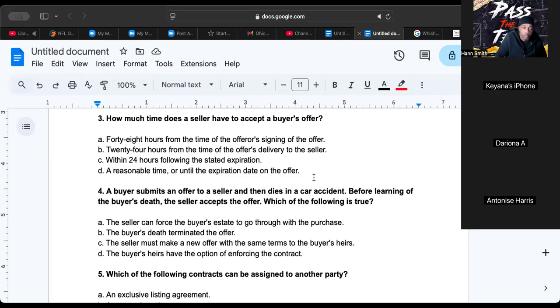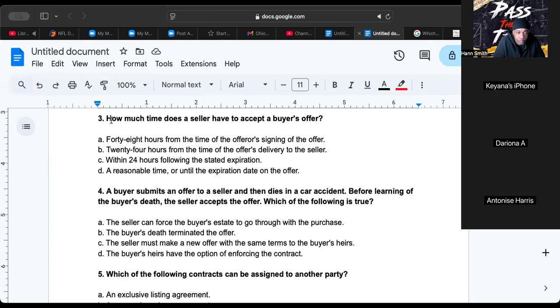All right, okay. Which one are we going with? What does it say? How much time does a seller have to accept a buyer's offer? Good question. Now, this is not definition. This is going to be application, something that actually has to do with practice in real estate, but it's about contracts. How much time does a seller have to accept a buyer's offer?